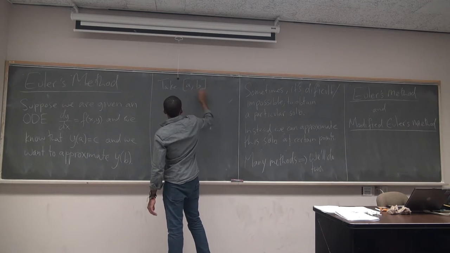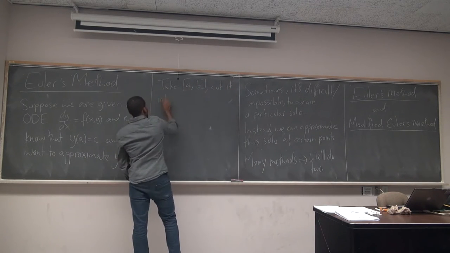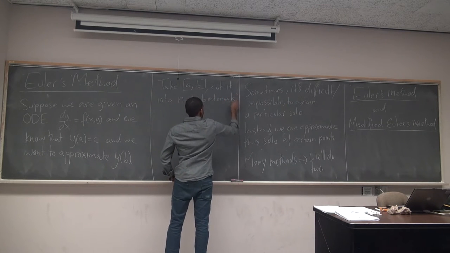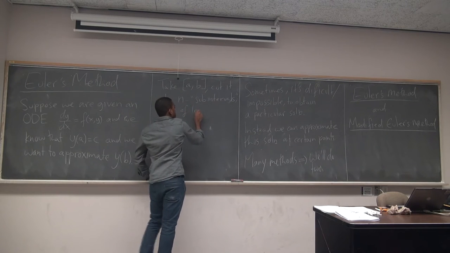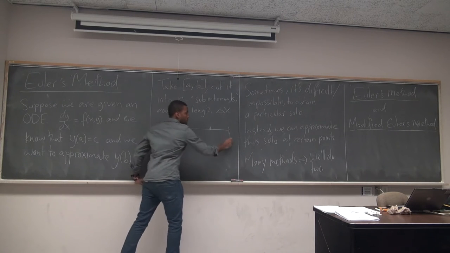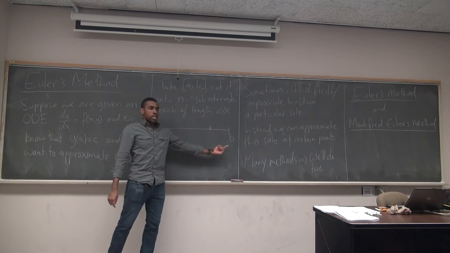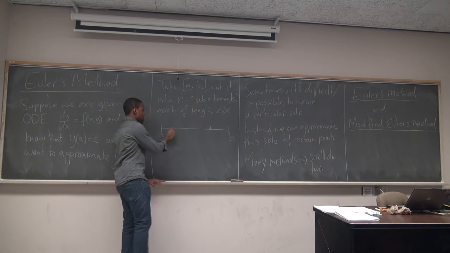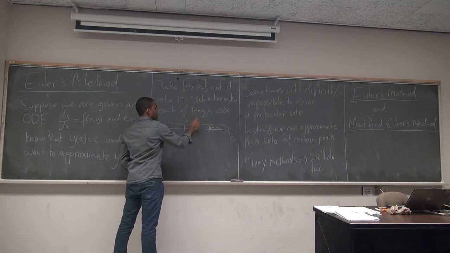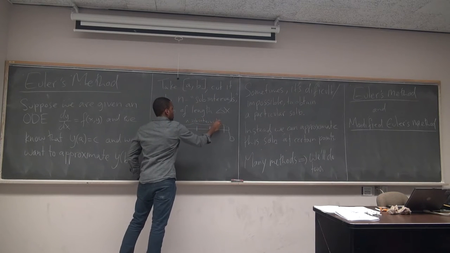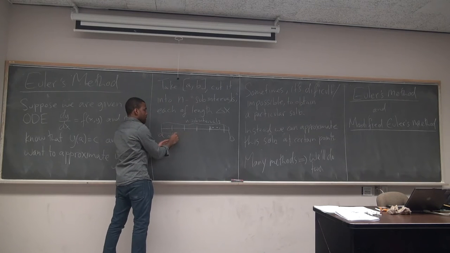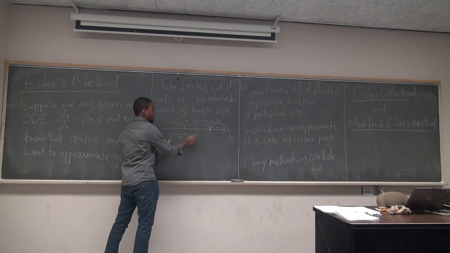Take the interval ab, cut it into n subintervals, each of length delta x. So basically what happens is, I'm on this interval, right? a is here, b is over here. I know what y of a is, and I want to figure out what is y of b. So I want to somehow get from a to b. The first step is to cut this interval up into several pieces. I'm going to cut it up into n subintervals. Now the length of each of these, I'm gonna call it delta x. I'm moving some change in x, and I keep inching by delta x until I get to b, right?